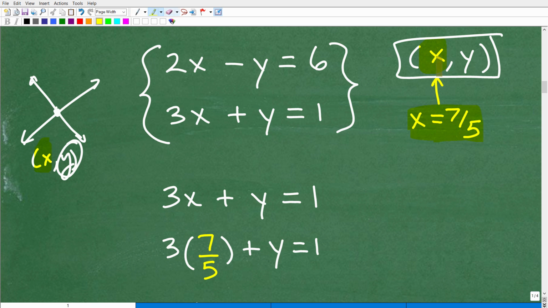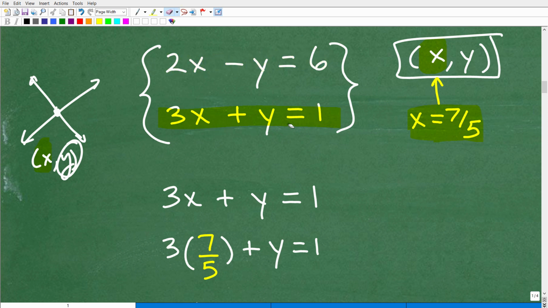Well, very easy. Once I have x, I can plug in that value in this equation or this equation, and I'm going to solve for y. Okay, either one would work. Always pick the simpler one of these particular equations, but I'll use this one here. 3x plus y is equal to 1. Again, I could use this equation or this equation. You'll get the same answer.